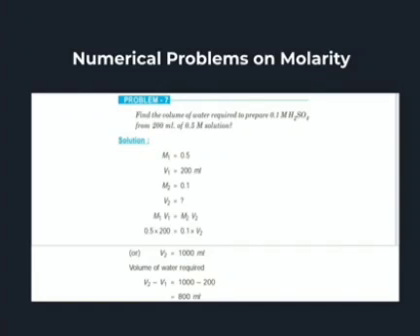Here V2 is nothing but the final volume of the solution, but here we have to find out the water which is required to prepare the diluted solution. That we will get by subtracting the V1 from V2.